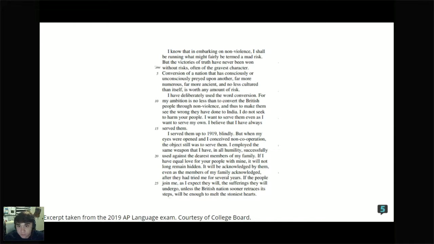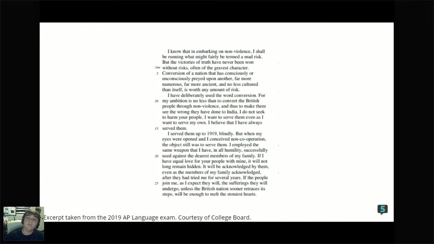I know that in embarking on nonviolence, I shall be running what might fairly be termed a mad risk, but the victories of truth have never been won without risks, often of the gravest character. Conversion of a nation that has consciously or unconsciously preyed upon another, far more numerous, far more ancient, and no less cultured than itself, is worthy of any amount of risk.